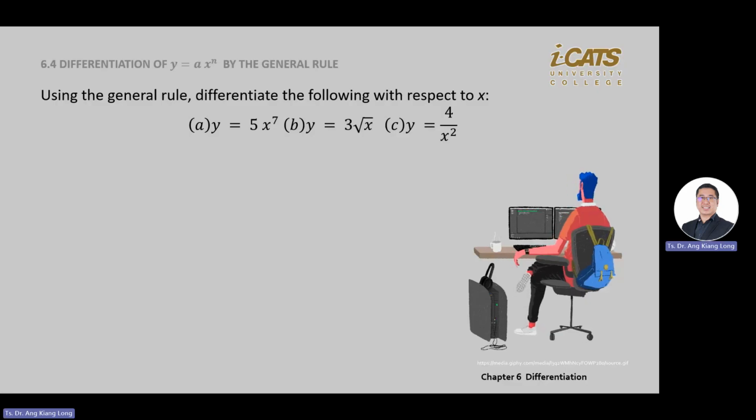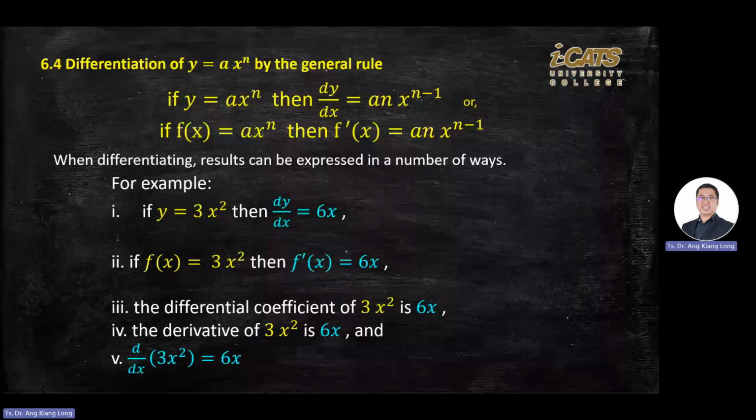Okay, so you see the difference? Now it asks you to use general rules. General rules mean you don't need to use the delta x, the first principle. If you see the question asks you to use general rules, you straight away use this one. It means you need to write this formula. If you give me the general formula, only the first line or second line will do.